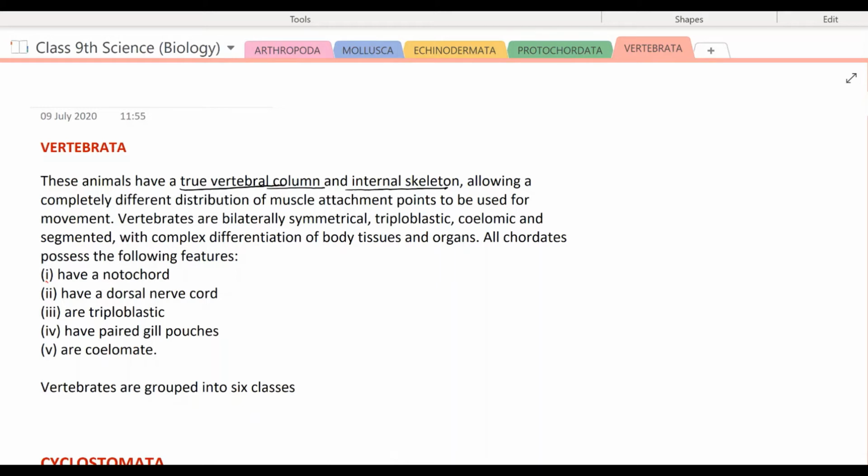Next, vertebrates are bilaterally symmetrical, triploblastic, coelomic, and segmented. These are very important points.